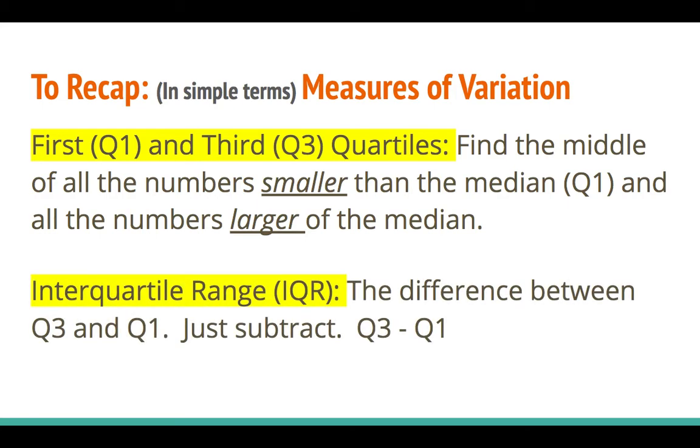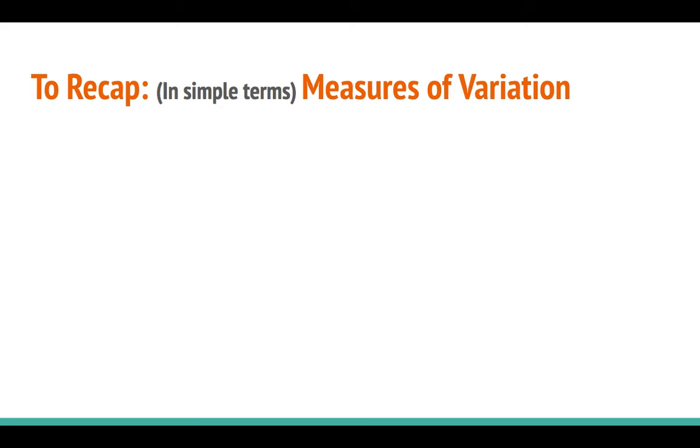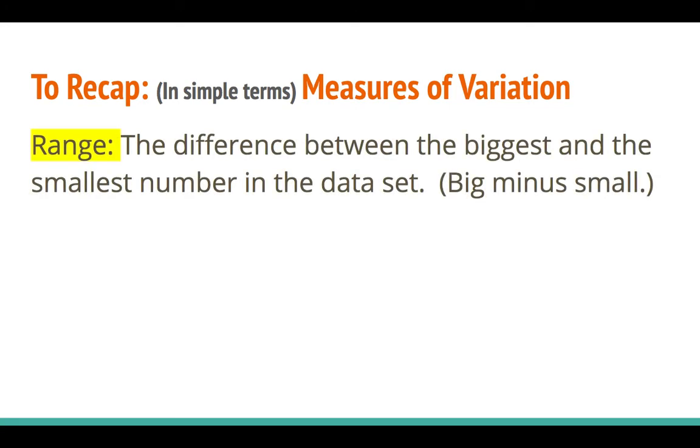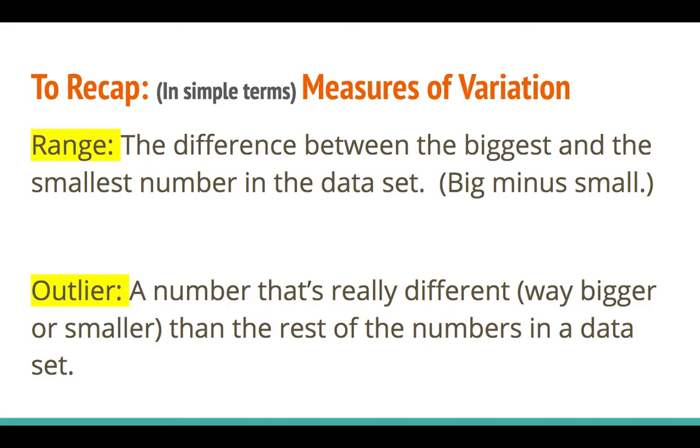The interquartile range, IQR, is the difference between Q3 and Q1, so you just subtract Q3 minus Q1. And the range is the difference between the biggest and the smallest number in a data set. It's big minus small. Lastly, outliers. And again, the simple definition is it's a number that's really different, way bigger or smaller than the rest of the numbers in a data set.